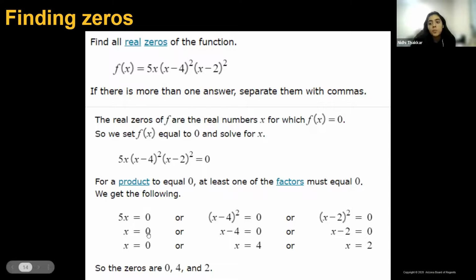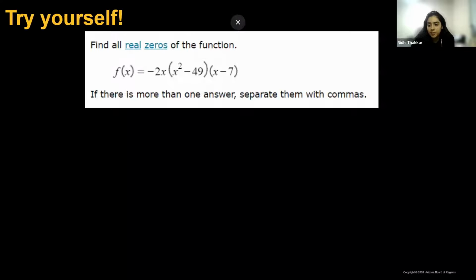So these are our three possibilities. If 5x equals 0, x would be equal to 0. If (x minus 4) whole square equals 0, x minus 4 would be equal to 0, and then x would be equal to 4. And if we have (x minus 2) whole square equals 0, then x minus 2 would be 0, which would give you x equals 2. So the three possible zeros of the function are 0, 4, and 2. This is how you find all the zeros of a function. You just equate everything to 0 and try to find all the possibilities when the equation would be 0. So I have one question for you right here, and you can try it, and then we can discuss the solution real quick.